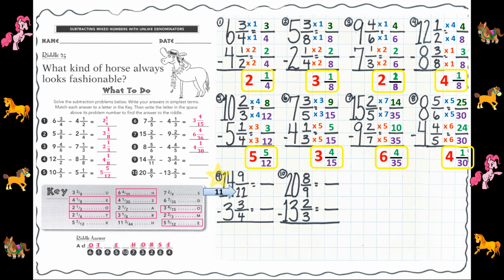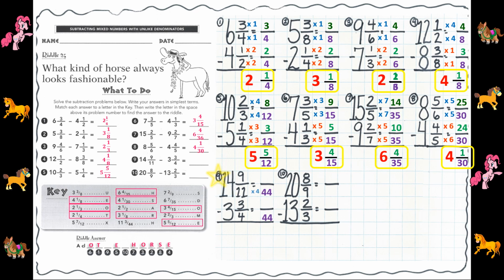11 is my highest denominator. It is not a multiple of 4, so I double it, and I get 22, which is also not a multiple of 4, so I triple it. 33 is not a multiple of 4, so I quadruple 11, and I get 44. 44 is a multiple of 4.